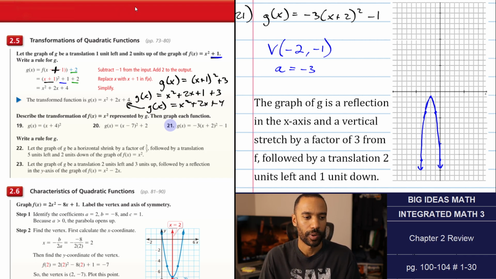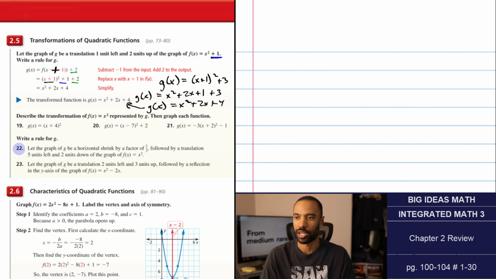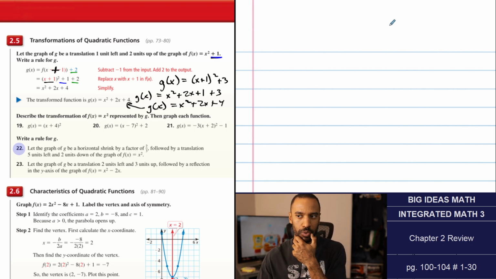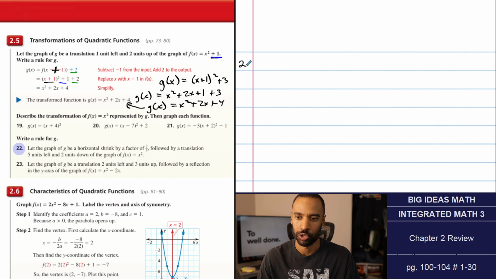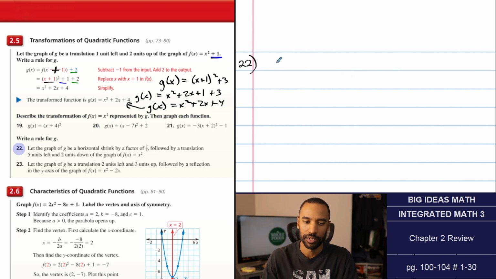All right, let's go on to numbers 22 and 23, where we write a rule for g. I think these will be more like the example that they had. So, number 22, let the graph of g be a horizontal shrink by a factor of 2/3. There's a lot more I'd have to explain here. I'll try and keep it brief. Followed by a translation 5 units left and 2 units down of the graph of f of x equals x squared.